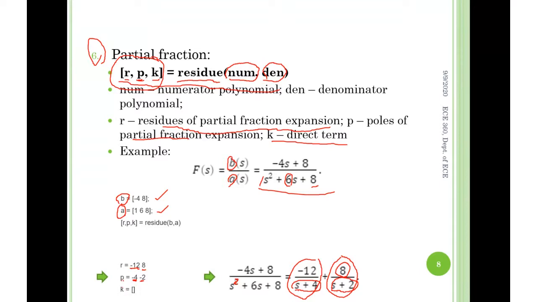K, the direct term, which is empty, right? This is nothing. Okay, this is empty. What does it mean by empty? Anyone can have a guess?